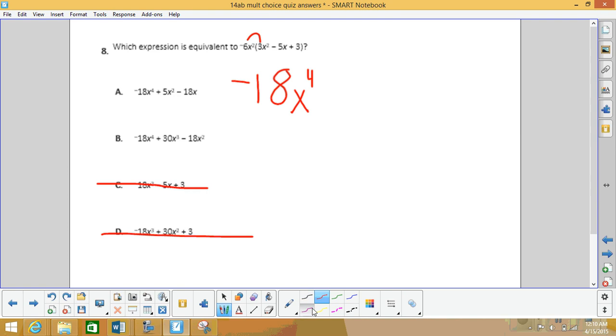Alright, and then we will move on to negative 6x squared times negative 5x. So negative times negative makes a positive. Positive and positive so far. 6 times 5 is 30.